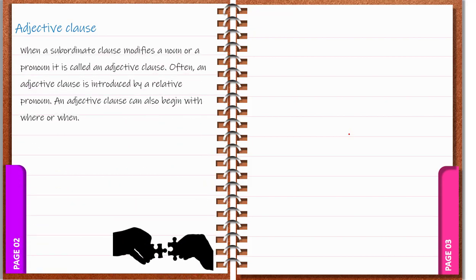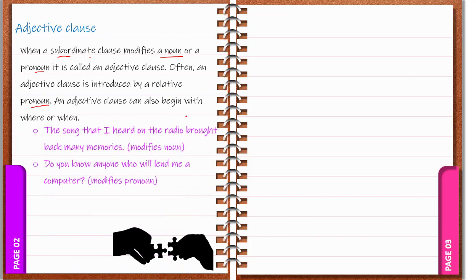To define this clause, we say that this is a subordinate clause that usually modifies a noun or a pronoun. Usually, it is introduced by a relative pronoun. For example, take this sentence. The song that I heard on the radio brought back many memories. We have our noun, which is our subject, the song. The words that I heard on the radio is our adjective clause that is modifying the noun song.